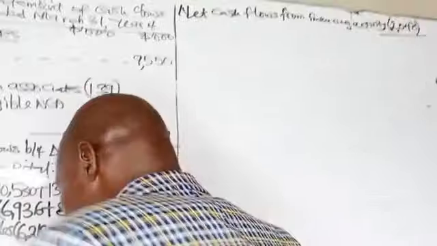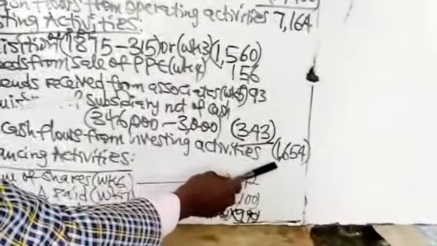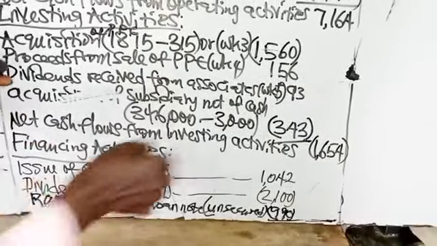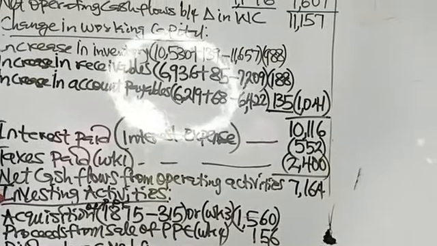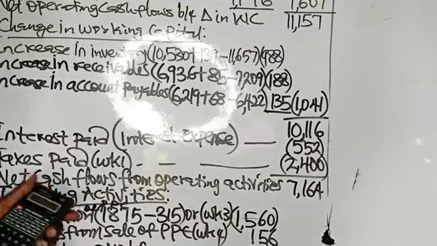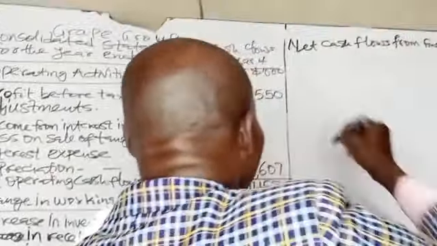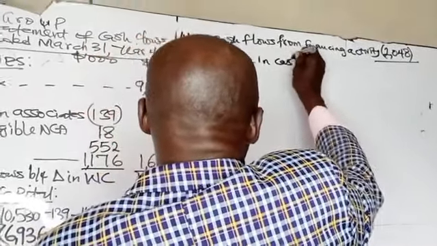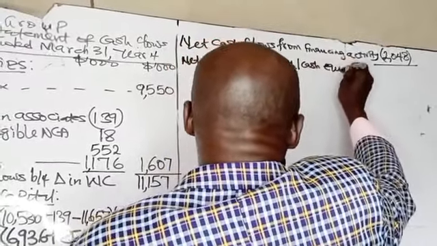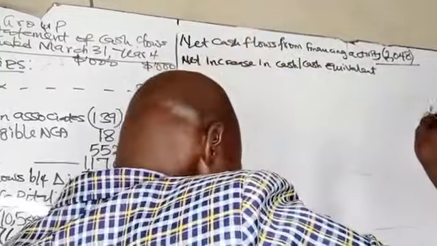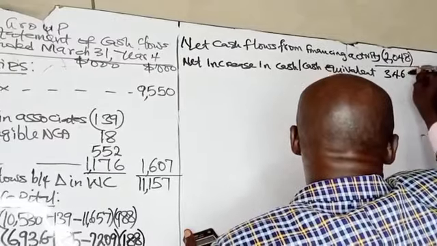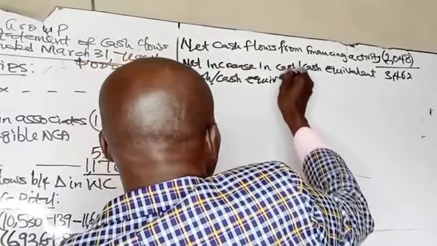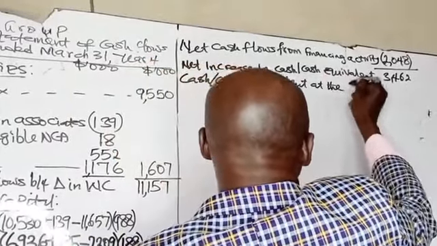Now, our investing activity is minus 1,654. Our operating activity is plus 7,164. We have 3,462. That is the net increase in cash or cash equivalent. We now add cash or cash equivalent at the beginning of the period.